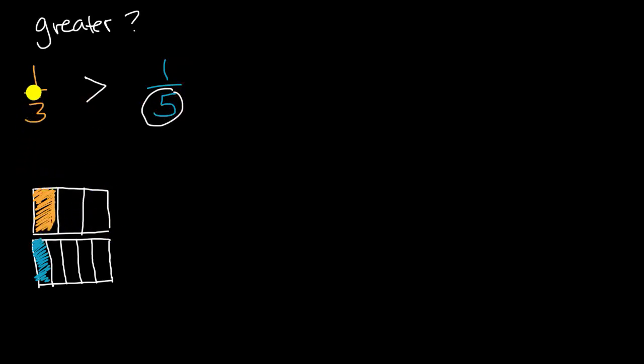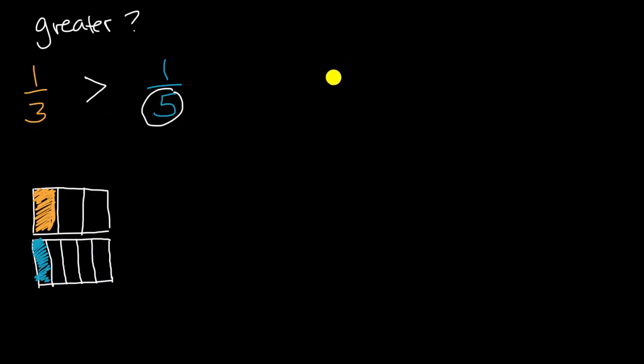So if you're only dividing into 3, if it's one of 3 equal chunks of the whole, it's going to be bigger than one of 5 equal chunks of the whole. And so based on this, how would you compare these two numbers?